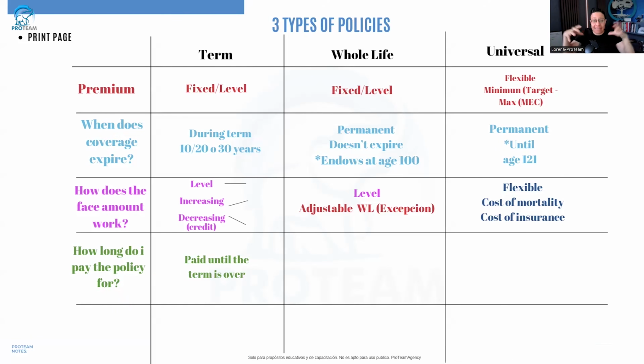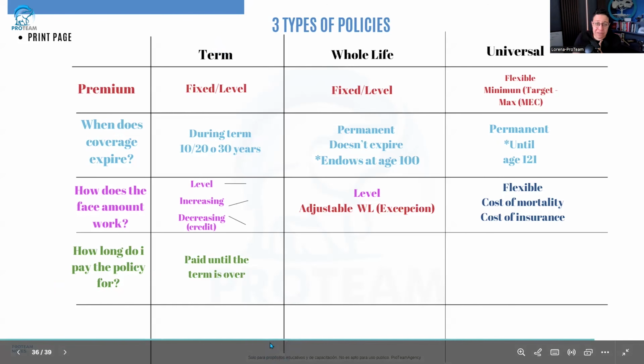Just because in the test, they're going to ask you a combination of these questions and you really have to know how to figure out the difference. So let's go for it. If the term is for 10 years, guess how long I have to pay? Ten years. That's it. If it's 20 years, I pay for 20 years. If it's increasing, decreasing, level, it doesn't matter.